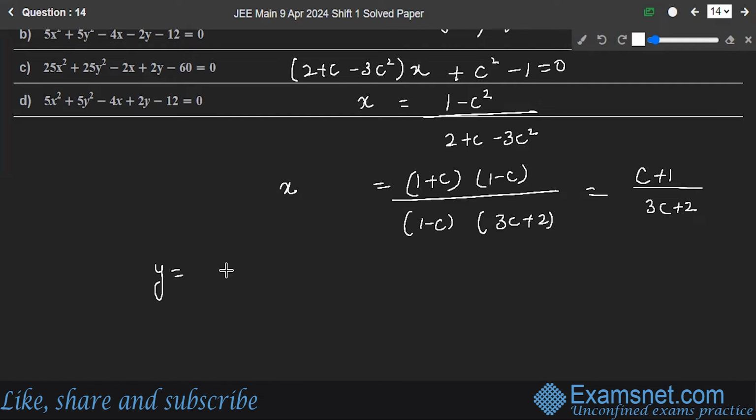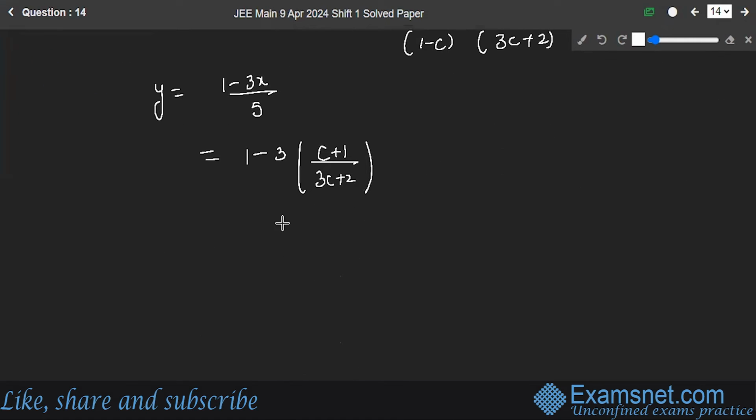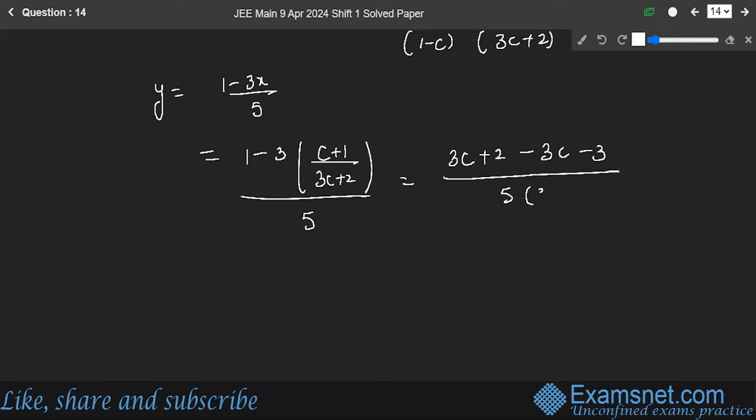Let's find out the corresponding value of y, which was equal to this. So this is equal to 1 minus 3(C plus 1)/(3C plus 2) whole divided by 5. (3C plus 2 minus 3C minus 3) whole thing divided by 5 into (3C plus 2), or this will be 1 minus 1 upon 5 into (3C plus 2). This is the value of y, right?